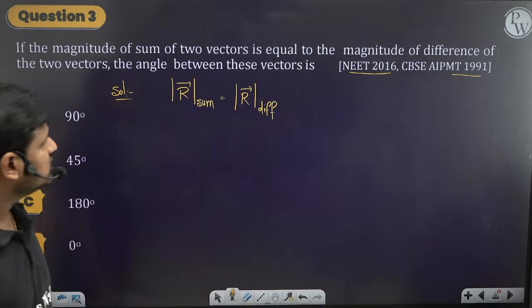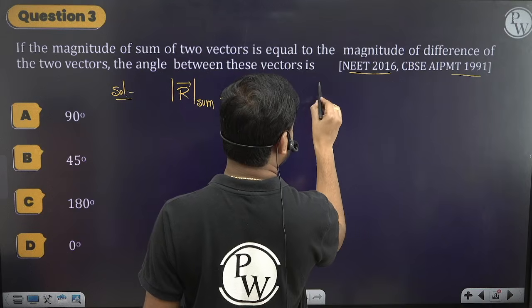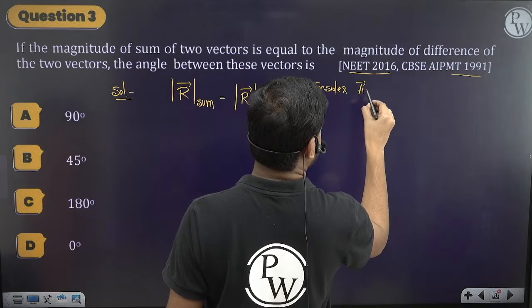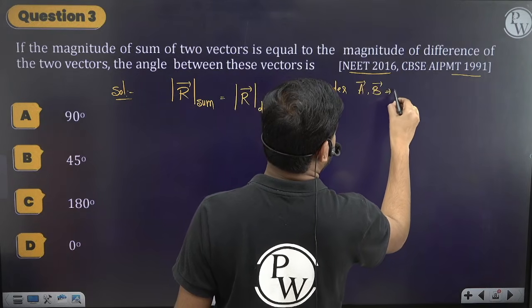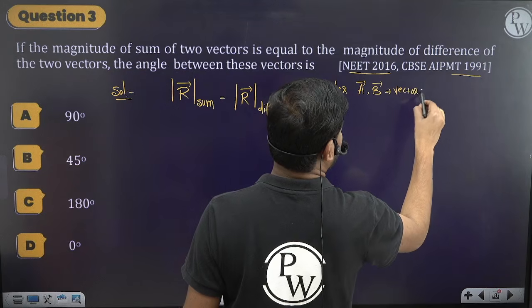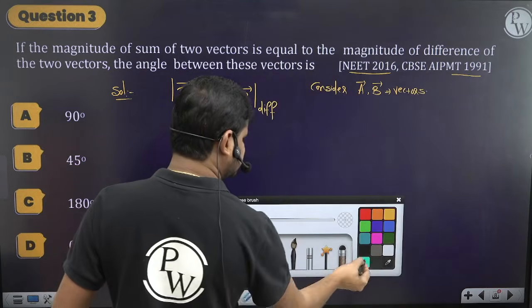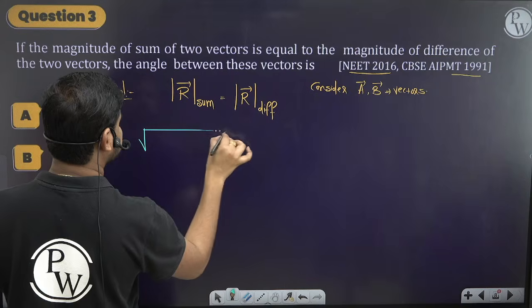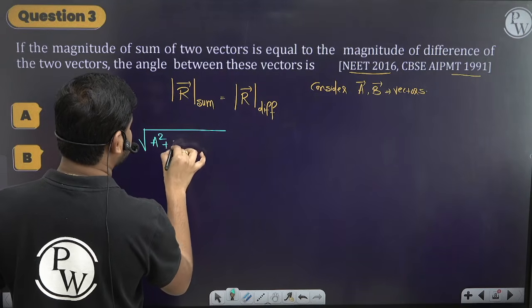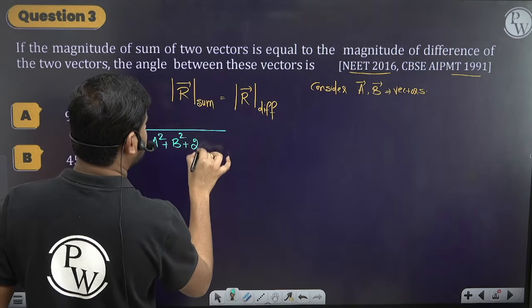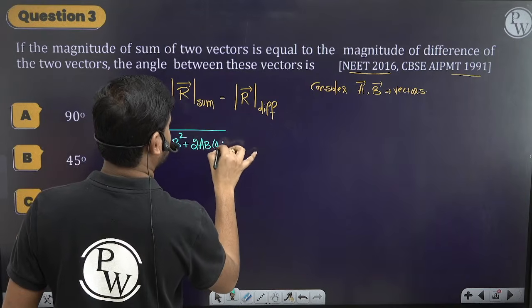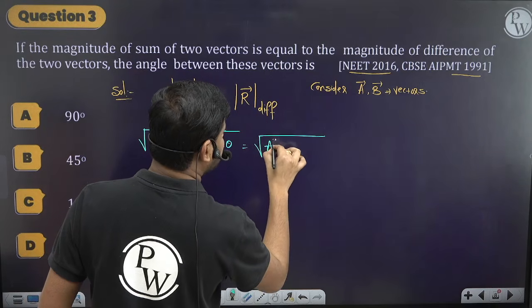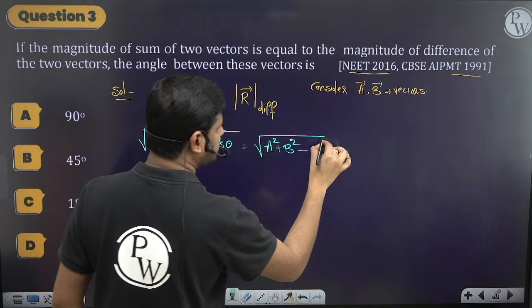That's what they said. So then consider A and B as two vectors. Consider A and B are the two given vectors. In that case, the magnitude of the sum is the square root of A square plus B square plus 2AB cos theta. Yes or no? For the difference, it's going to be A square plus B square minus 2AB cos theta.